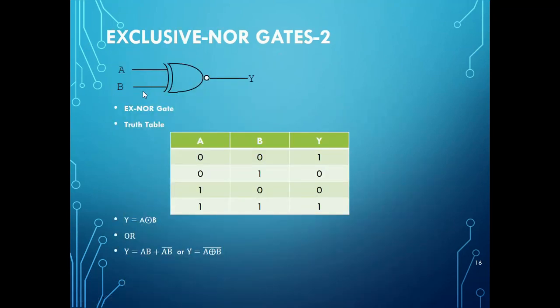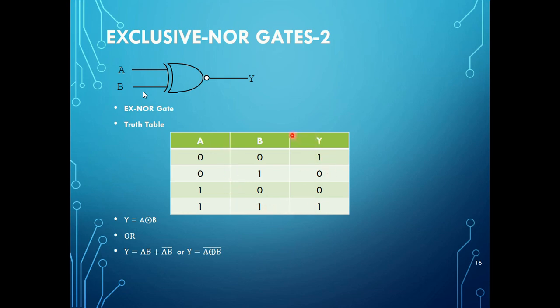Let us see the exclusive NOR gate. The representation for the exclusive NOR gate is this manner: XOR connected with a NOT symbol or an inverter. So here A and B are the input, again Y is the output. If A is low, B is low, what is Y output? Y output is high. If A is low, B is high, Y output is low. A is high, B is low, Y output is low. A is high, B is high, Y output is high.